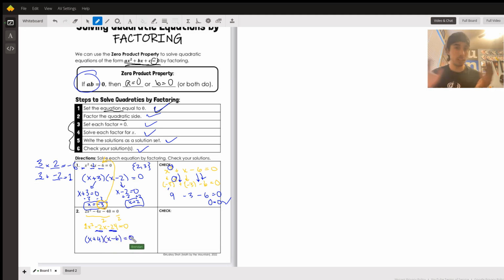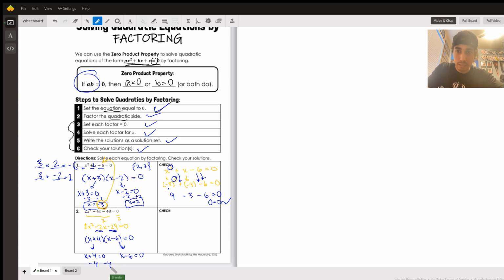It's going to be a +4 and a -6. All right, and then we're going to do the same steps. These are like the additional steps that we're doing relative to what we were doing in the last unit, because now we're actually going to solve for x. So we're going to take each of those factors and set them equal to 0. Set that guy equal to 0. Set this one. And again, these are just one-step equations, right?